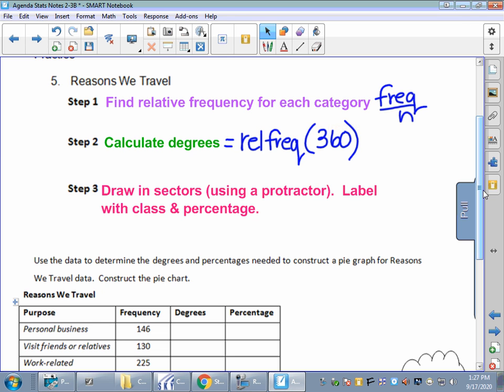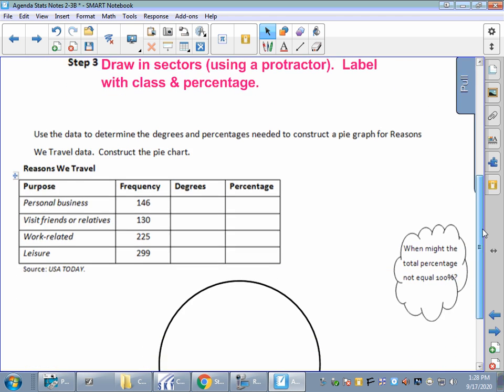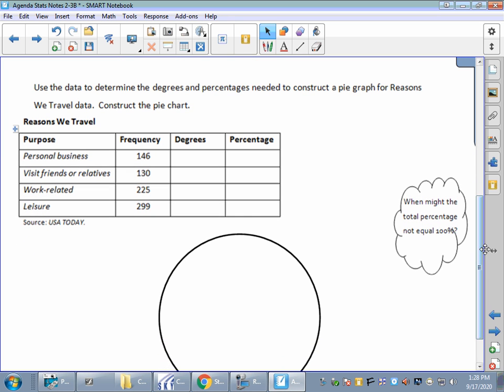So again, when I do relative frequency, I do not change it into a percentage. I leave it as whatever that never-ending irrational decimal is, if it is, multiply it by 360, and then I can put my percentage on there with a quick round. So let's do some quick math here. Use the data to determine the degrees and percentages.